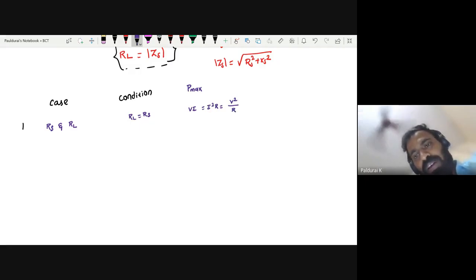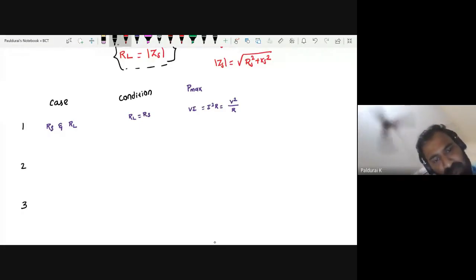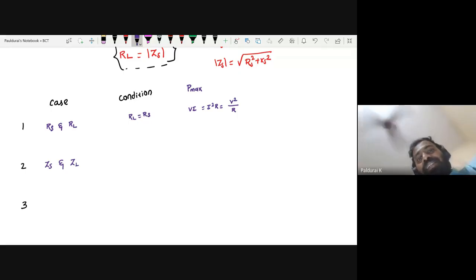But now coming to case 2, can you write by yourself? And case 3, case 2. What is case 2? It's very important. What is case 2? ZS, source impedance and load impedance. What is the condition? At least write the final conclusion. If both are impedance, so what is my ZL? It equals ZS conjugate. Okay, we will solve one problem, then you can understand.